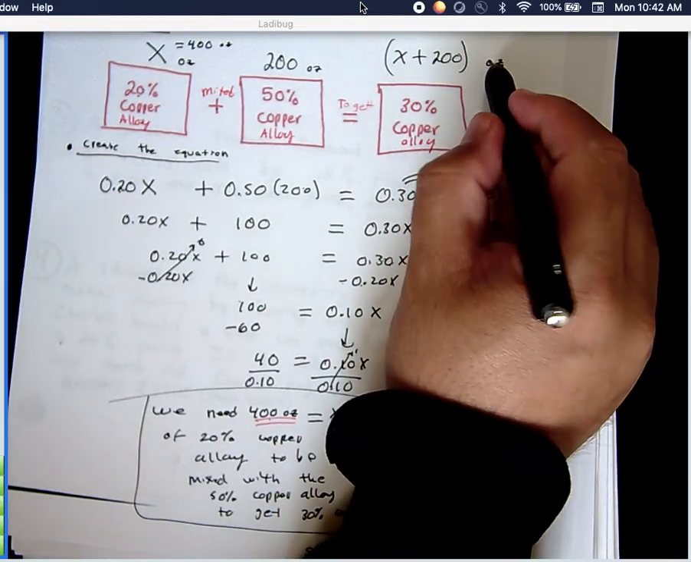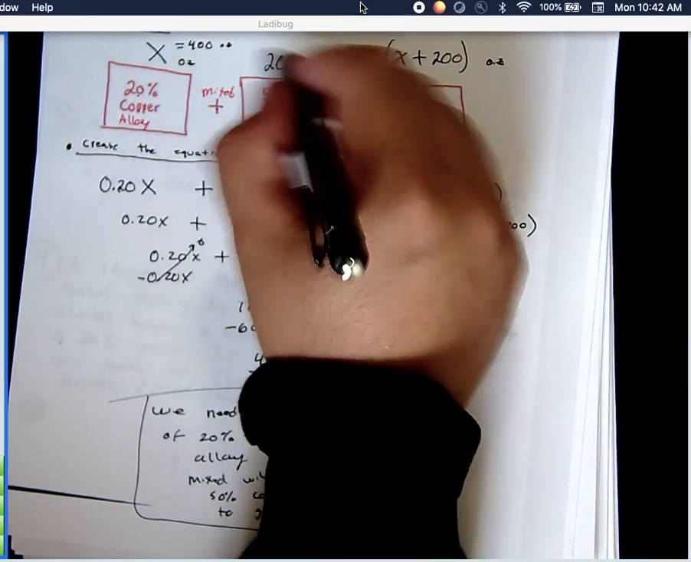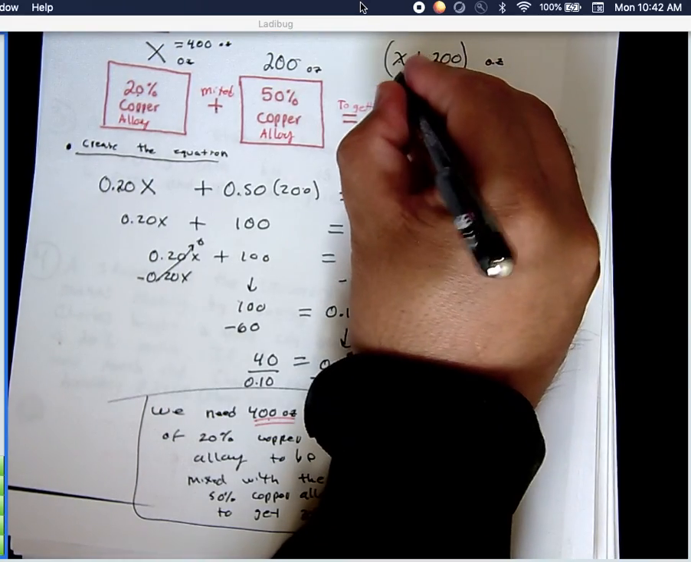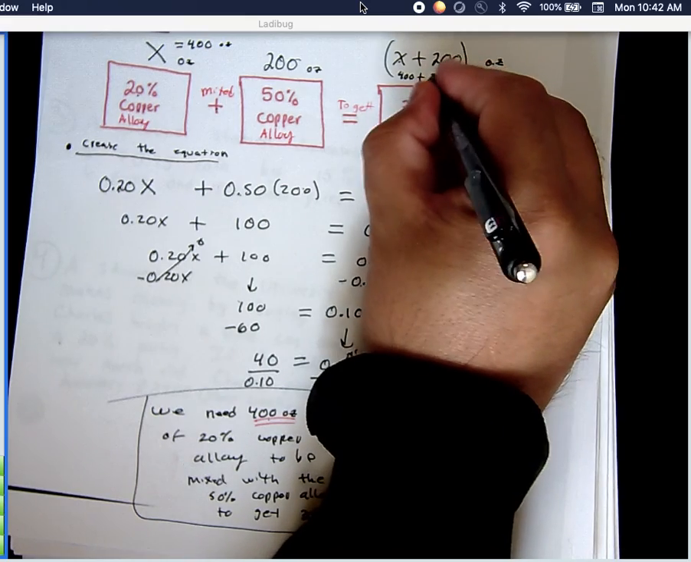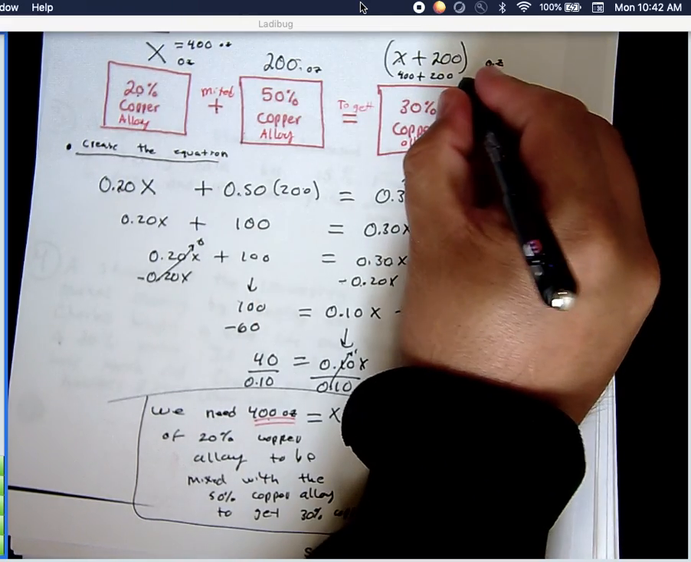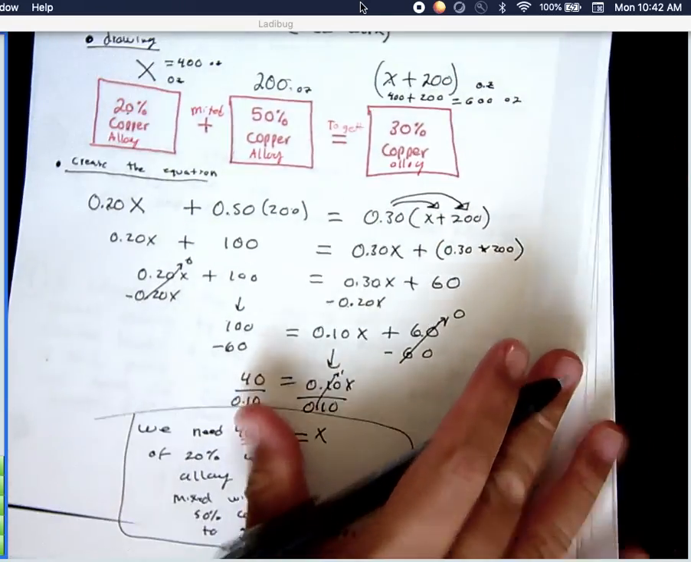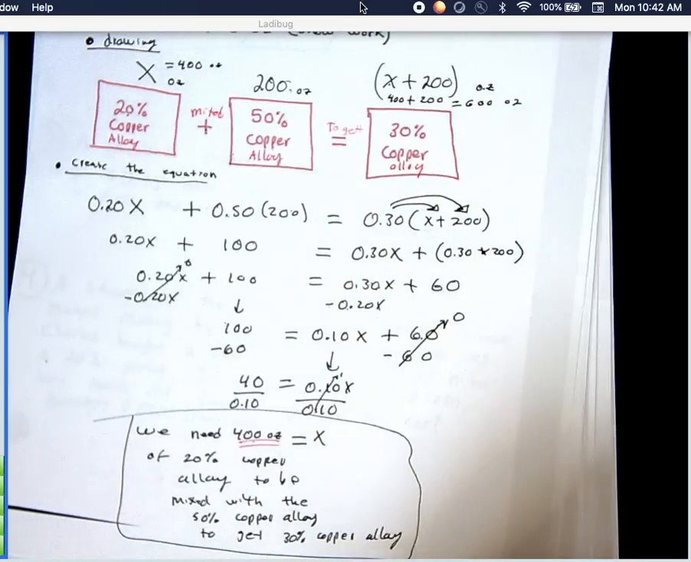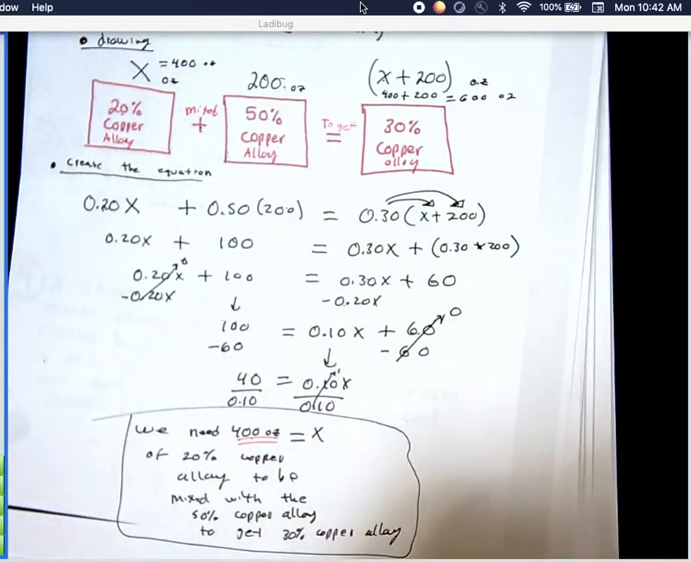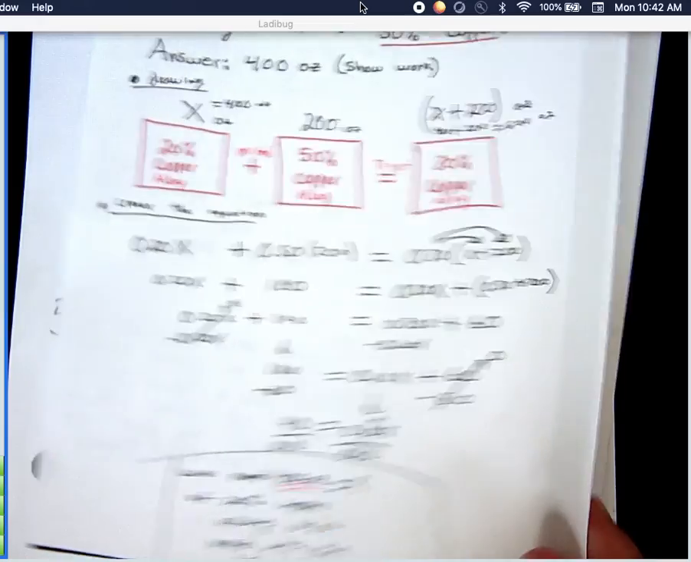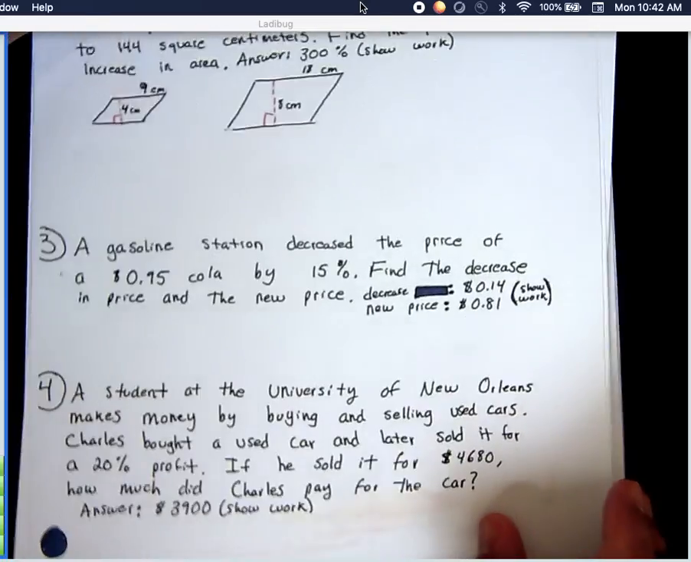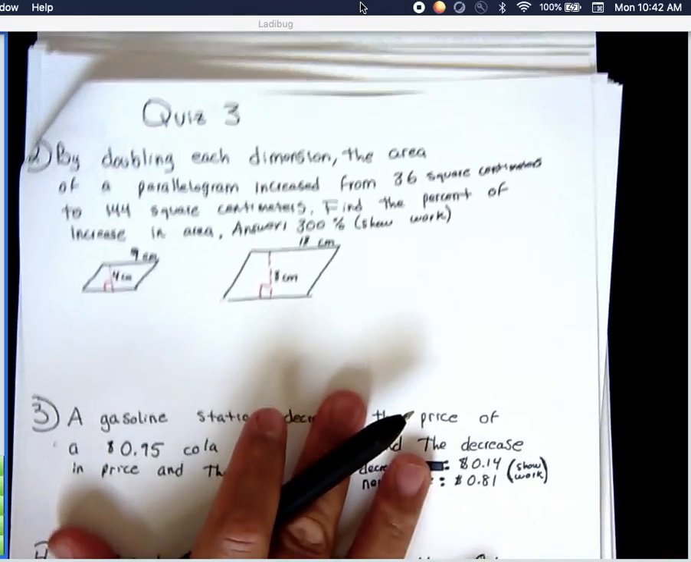If you want to know how many ounces of this we have, we just add these two. The x is 400, like I said, and then plus this 200 gives you 600 ounces at the end. This is the end result. It gives you 600 ounces of this. And that's it for this type of question. Just follow that. Let's move on. These are the percent questions.